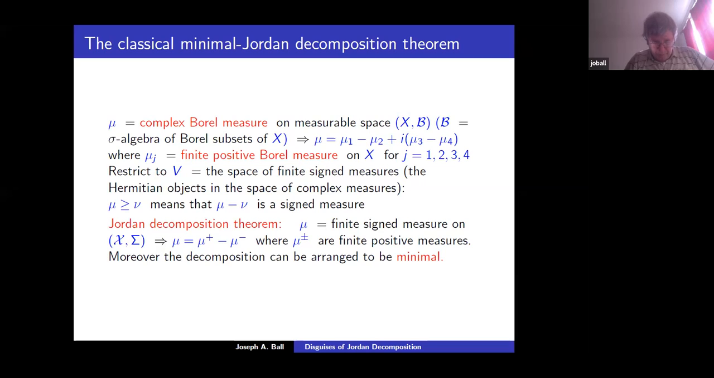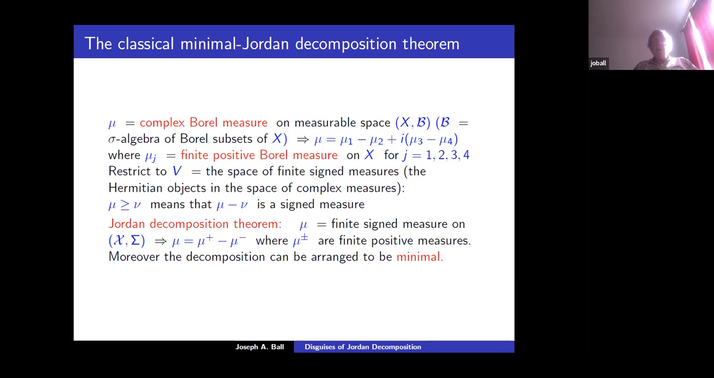And so the Riesz decomposition property holds for the space of complex Borel measures on a topological space X. So we restrict V to the space of finite signed measures, the Hermitian objects. Then mu bigger than or equal to nu just means mu minus nu is a positive measure. There are typos on here. Then our Jordan decomposition theorem says if you have a finite signed measure, you can write it as a difference of positive measures.